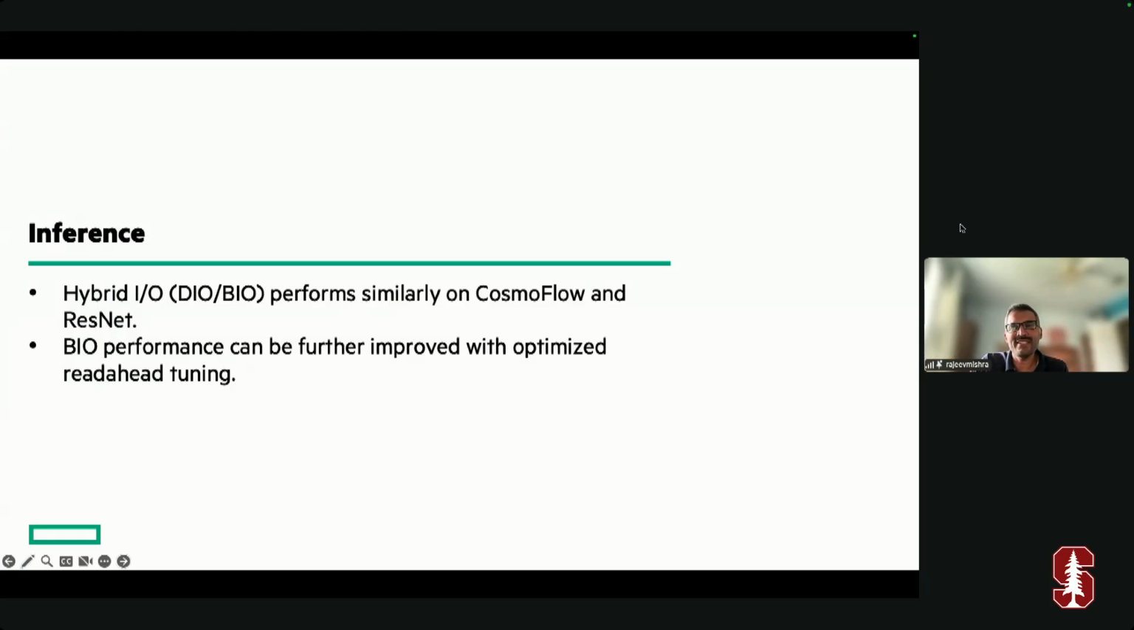So the inference I made after doing this experiment is that hybrid IO performs similarly if the IO workload is not heavy, but it performs even better in the case of heavy workloads, and it is because of the sequential nature of the workload.